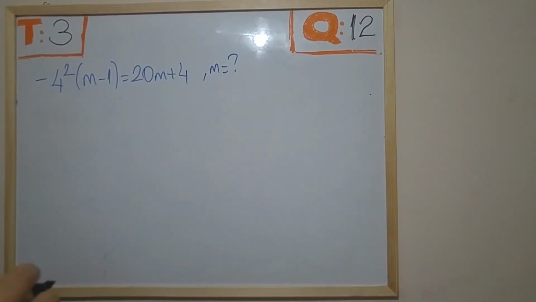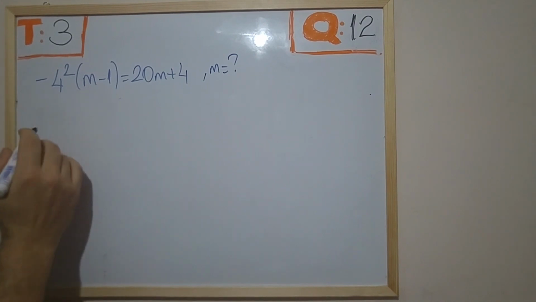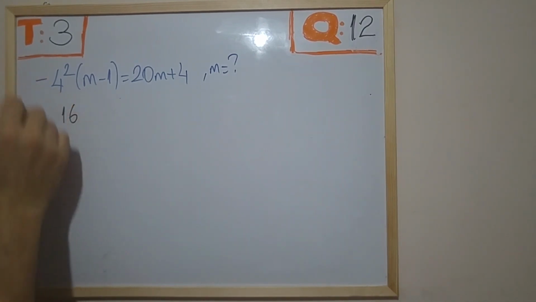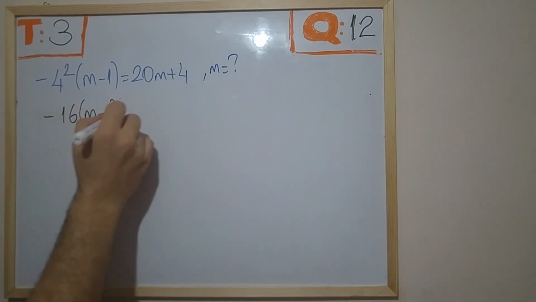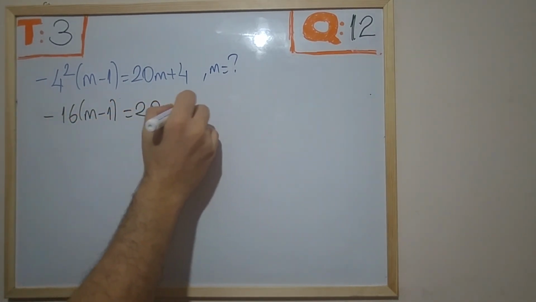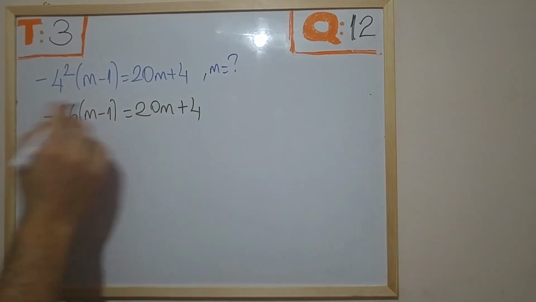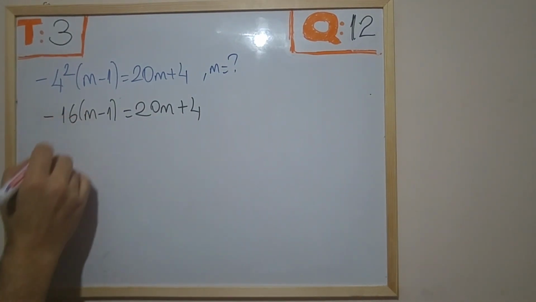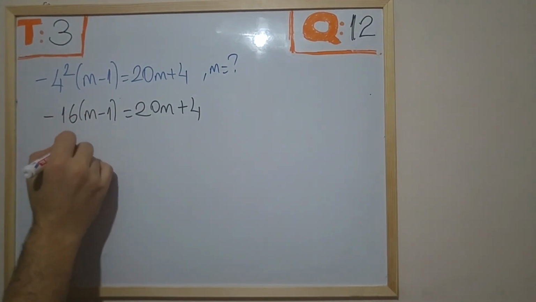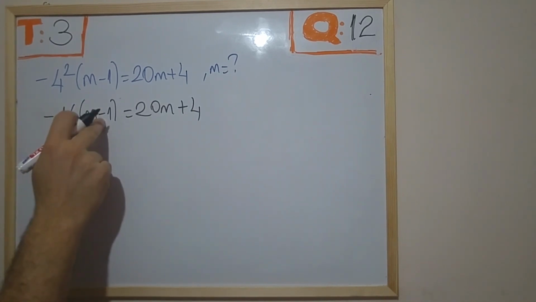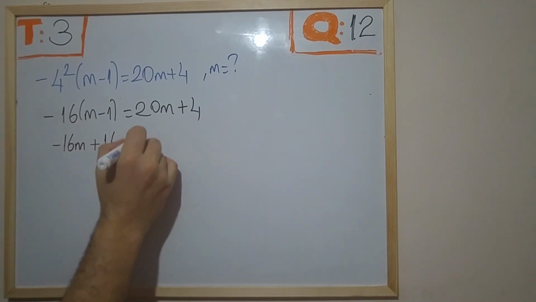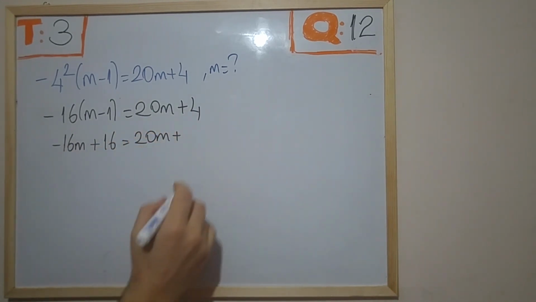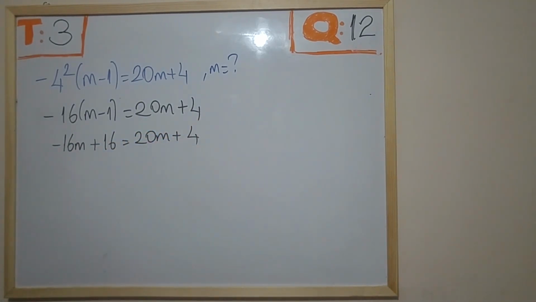Minus 4 squared times m minus 1 is equal to 20m plus 4. 4 squared is equal to 16, and do not forget the minus sign in the front, times m minus 1 is equal to 20m plus 4. Let's expand the parentheses now. Minus 16 times m is equal to minus 16m. Minus 16 times minus 1 is equal to plus 16. Will be equal to 20m plus 4.